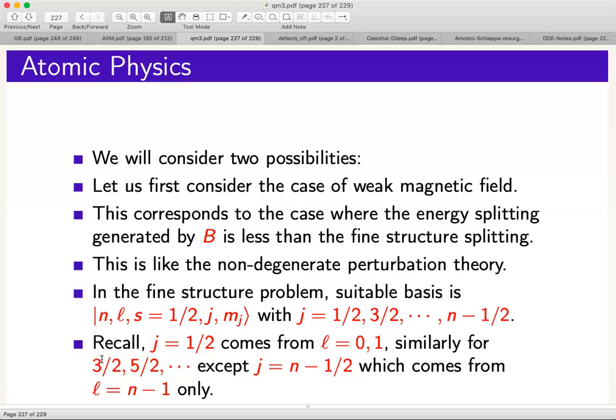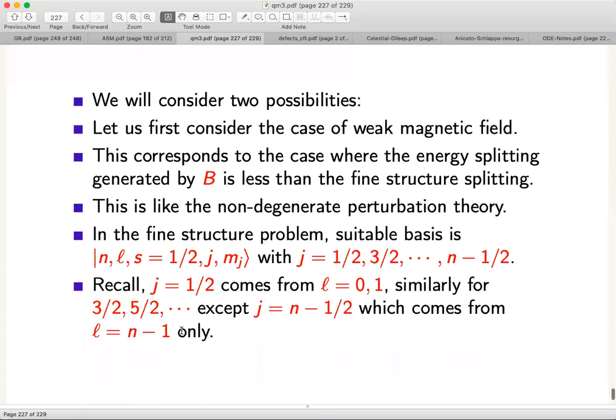Similarly, it is true for J equals 3/2, 5/2, and so on, that every value of J is contributed by two neighboring values of L. And this is something we had talked about earlier also, that for a given value of J, you have two states of opposite parity. Except of course the value J equals n minus 1/2, which comes only from L equals n minus 1. The other state which should have contributed would have been L equals n. It doesn't exist if the principal quantum number is n.